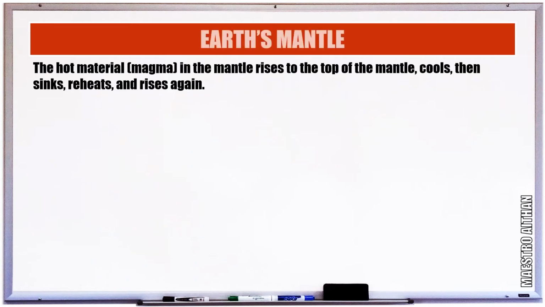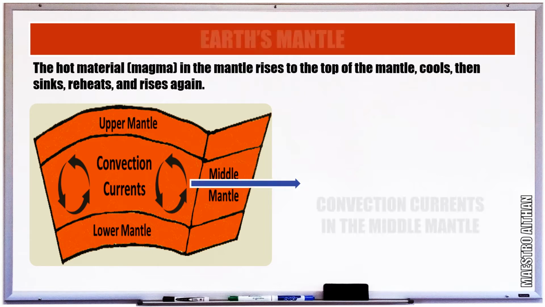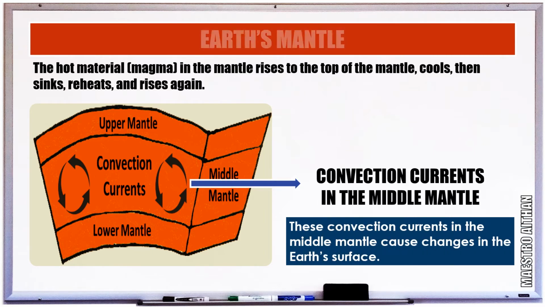The hot material or magma in the mantle rises to the top of the mantle, cools, then sinks, reheats, and rises again. These convection currents in the middle mantle cause changes in the Earth's surface.